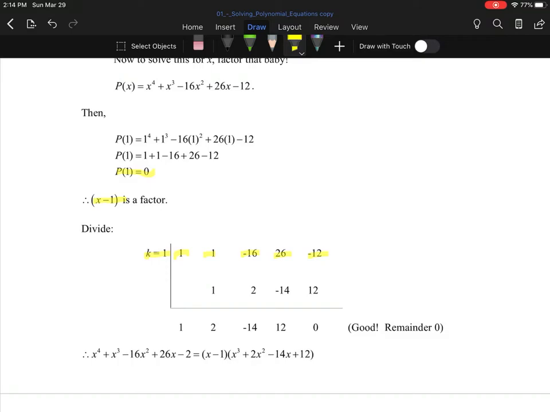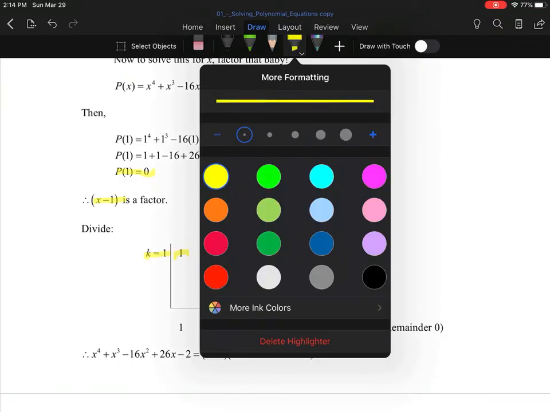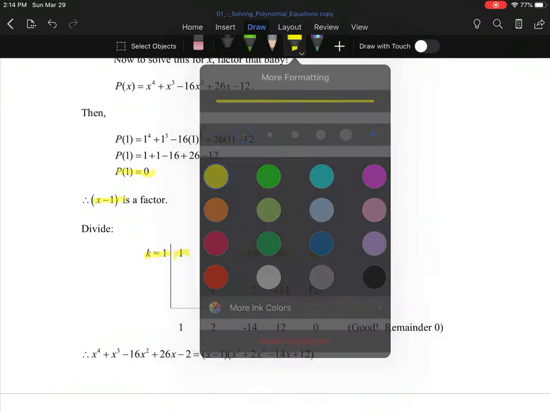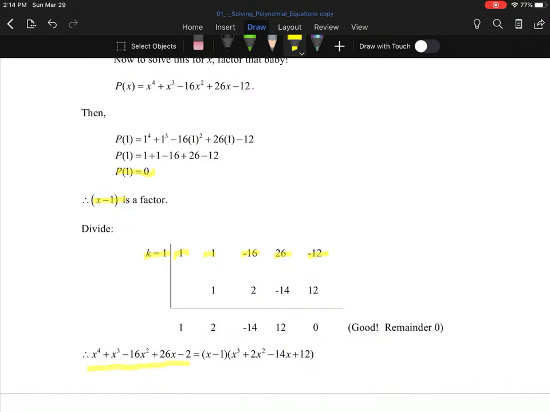The end result is my original polynomial, x to the power 4 plus x cubed minus 16x squared plus 26x minus 12. I found two factors.